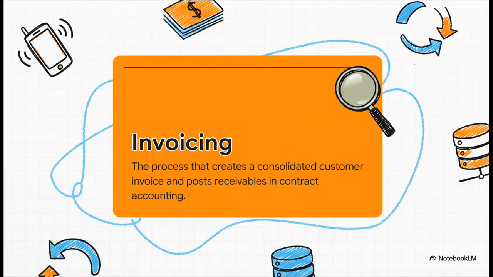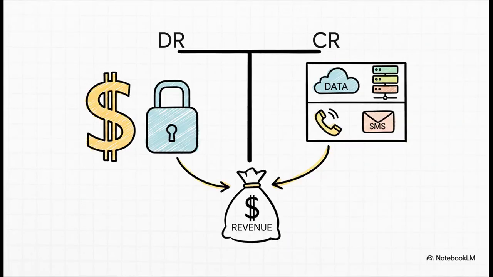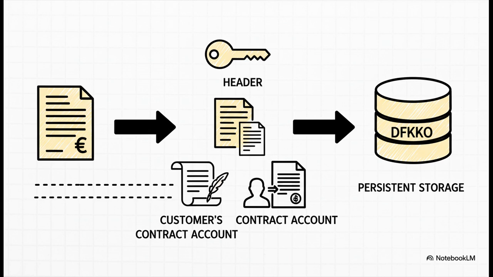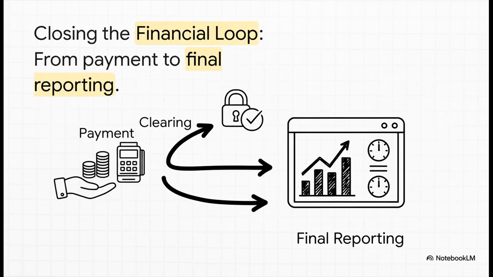Now, invoicing does 2 things at once. It generates the bill for the customer and the internal accounting entry. This creates a debit to accounts receivable and credits the revenue to the right places. Nice and clean. And for you tech folks, this all gets stored in key system tables, like DFKKO for the header.